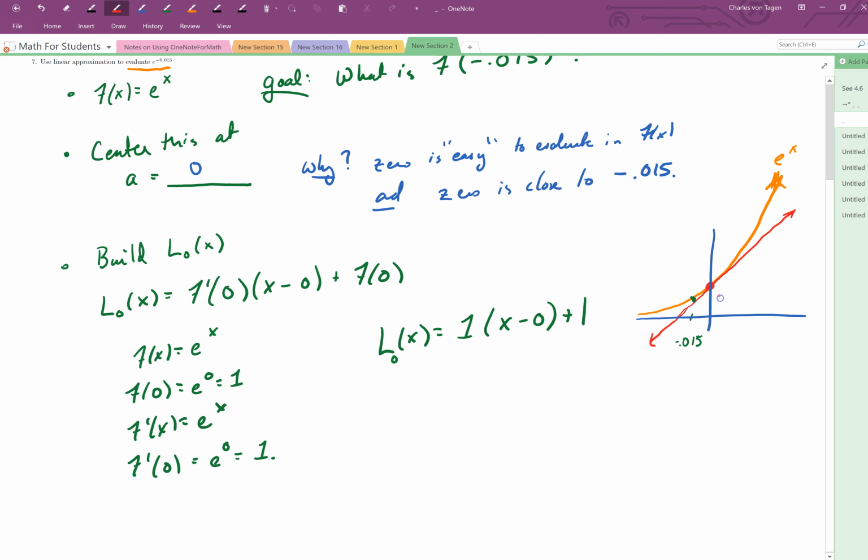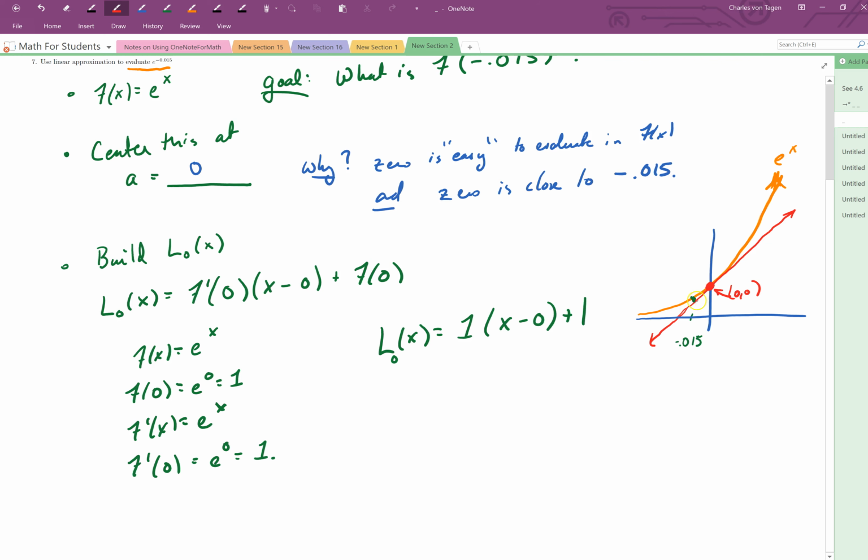That's our anchor point right there. That's the ordered pair (0, 0), right? So we built this, the green line here, I should have done it in green, is the tangent line in red right here. And so rather than plugging negative 0.015 into the orange function, which is hard to do, we're going to plug negative 0.015 into the line and get a decimal approximation.